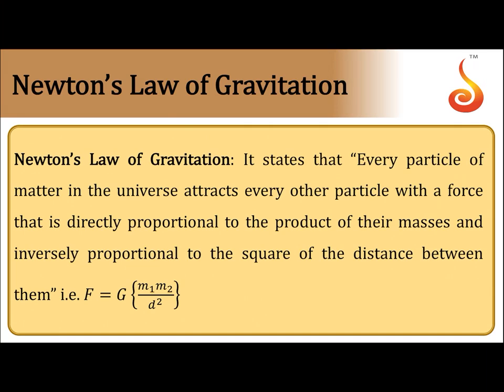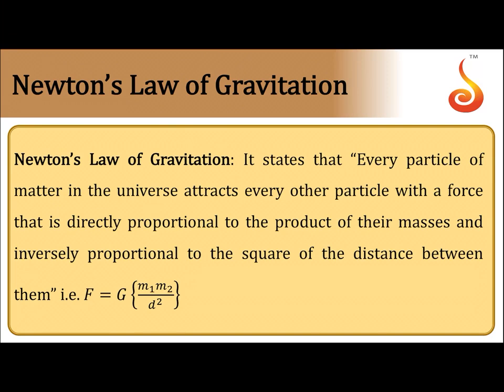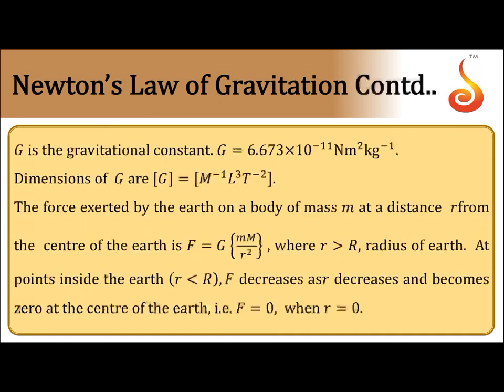Now moving on to gravitation. Newton's law of gravitation, this is the beginning of the chapter. It states that every particle of matter in the universe attracts every other particle with a force that is directly proportional to the product of their masses and inversely proportional to the square of the distance between them. It is given by F = G m₁m₂/d², where d is the separation between the masses m₁ and m₂ and G is the universal gravitational constant. The value of G is 6.673 × 10⁻¹¹ N m² per kg².